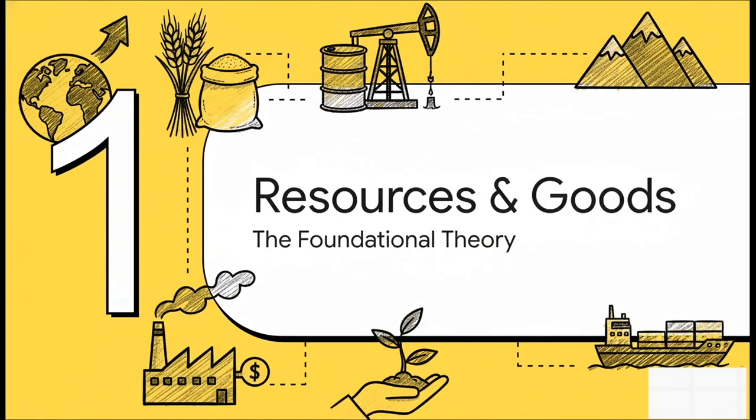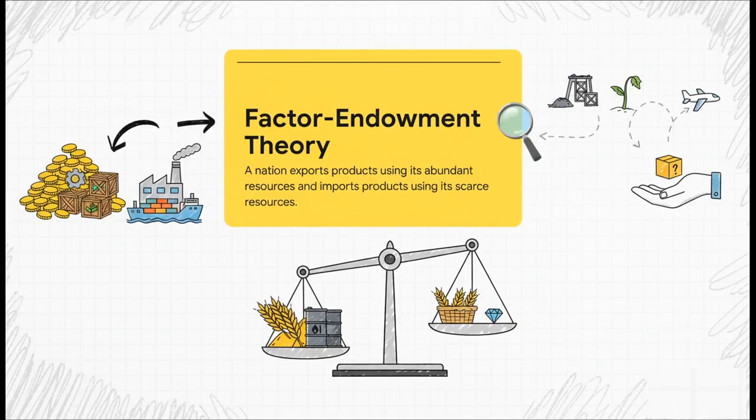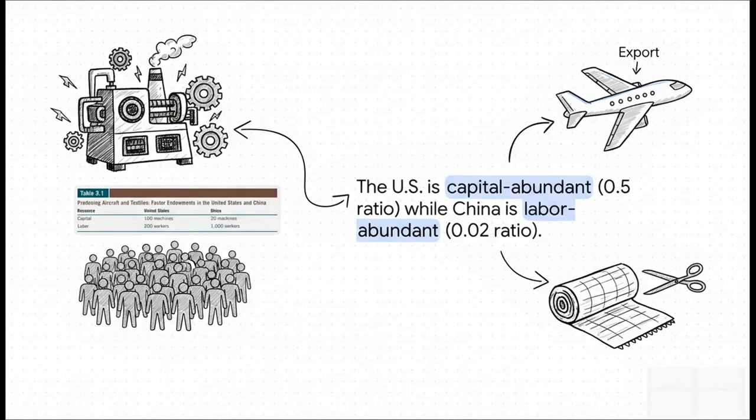All right, let's kick things off with the big, foundational idea. It all starts with what a country has and what it doesn't. This is called the factor endowment theory. It sounds complicated, but the core idea is actually super simple. It just says that countries are good at making stuff that uses the resources they have a ton of. You know, if you've got a lot of something, that thing is going to be cheap, and that gives you a built-in advantage.